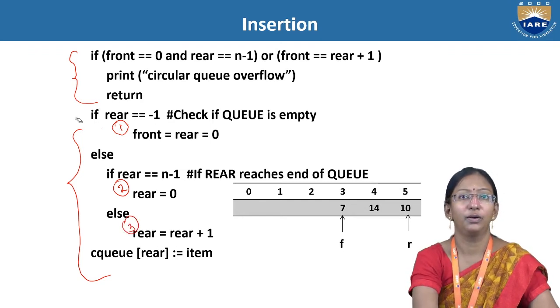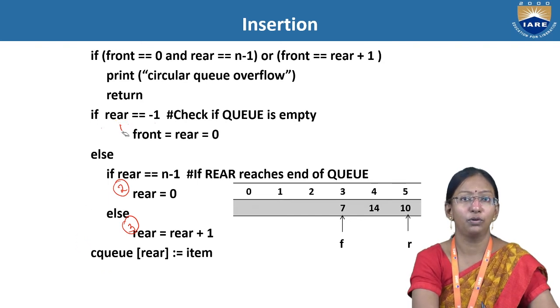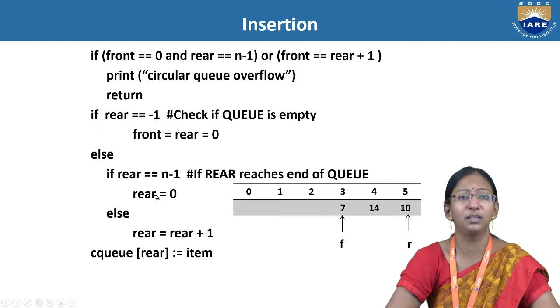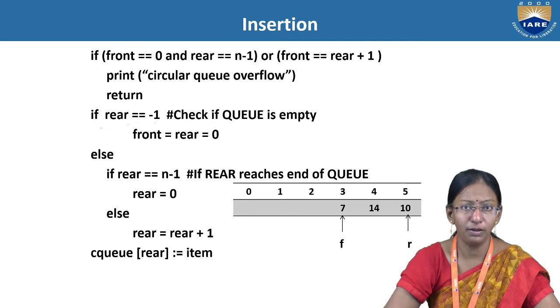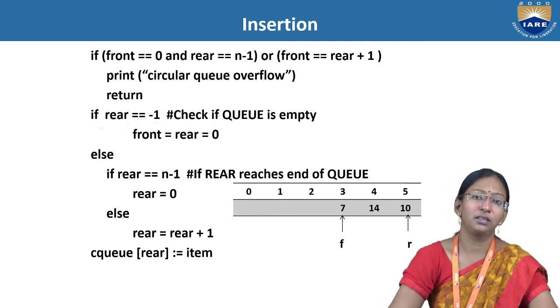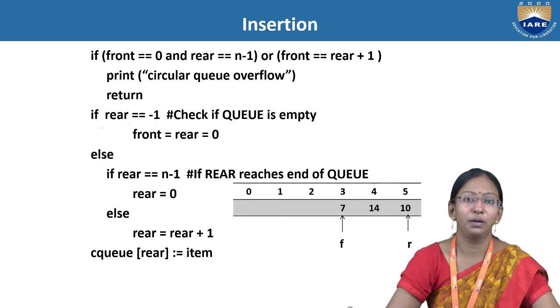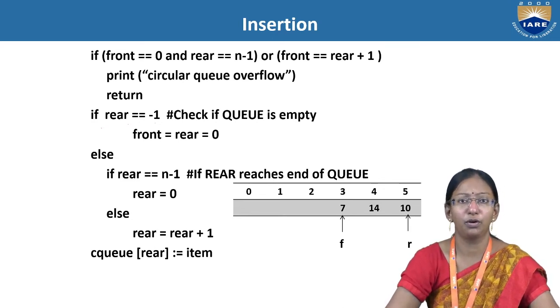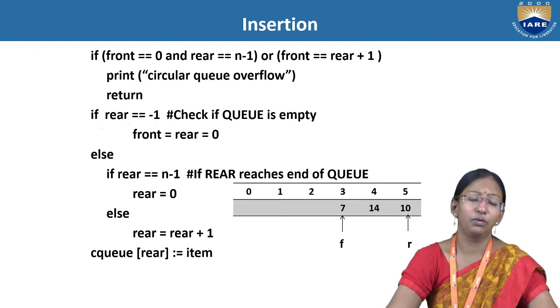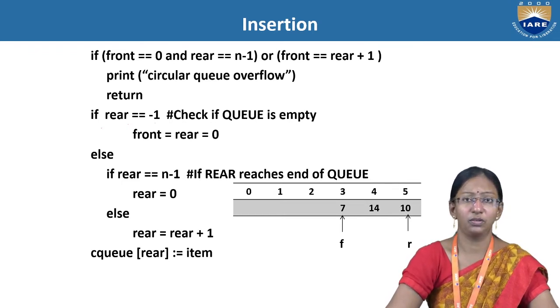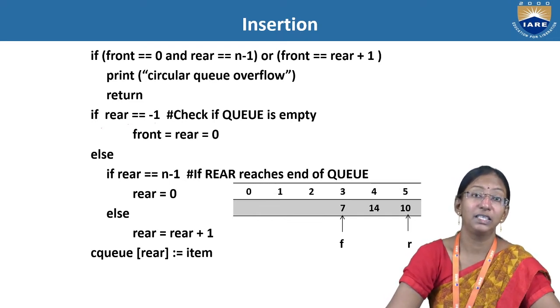Okay, so remember guys, for an overflow condition, you can encounter either one of two cases. One is front is equal to 0 and rear is equal to n-1, or the front is one step in front of your rear. So front is equal to rear plus 1. Even in that case, overflow condition arises and we cannot insert, right? So this is your insertion.